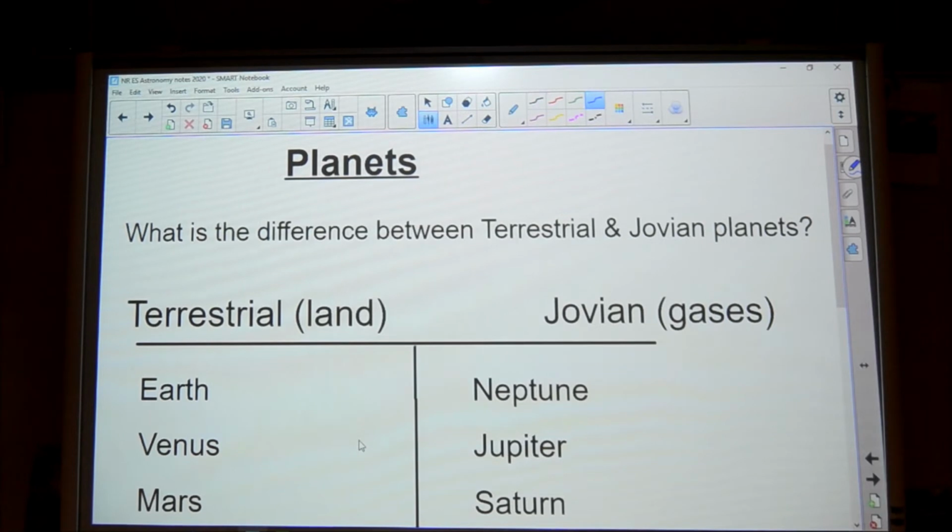All right, so we're going to look at your reference table, page 15, at the bottom. Solar system data. What's the difference between the terrestrial and Jovian planets? Terrestrial meaning land, and Jovian are gases. The inner four planets, Mercury, Venus, Earth, Mars, are my terrestrial planets. My four outer planets, Jupiter, Saturn, Uranus, and Neptune, they're Jovian planets. So get your reference table out, page 15 at the bottom.